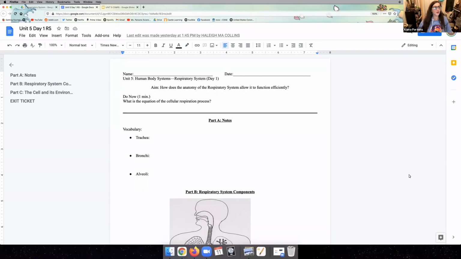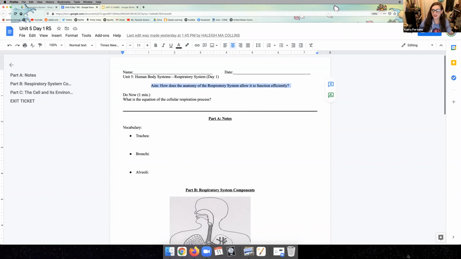Hello and welcome to another day of Unit 5. Today we're starting the first day of the respiratory system, and this is also day 5 of Unit 5, but it's respiratory system day 1. So today's aim is: how does the anatomy of the respiratory system allow it to function efficiently? So let's go ahead and get started.